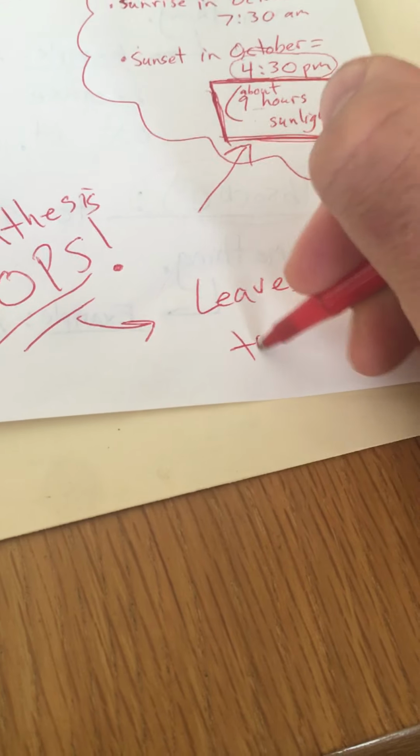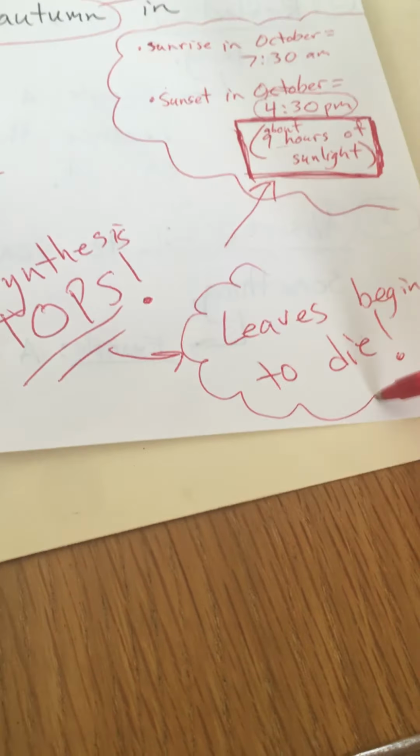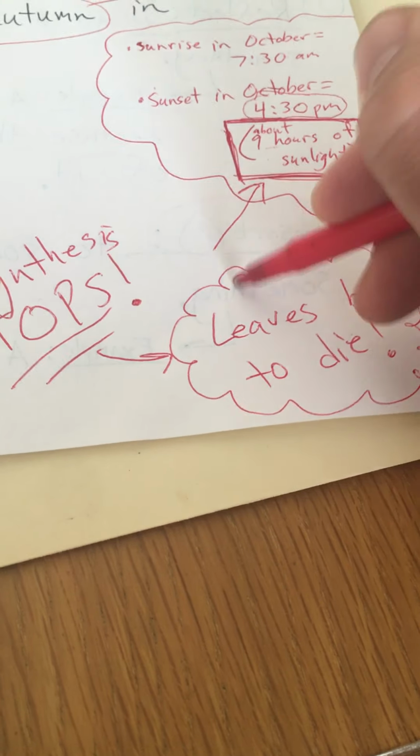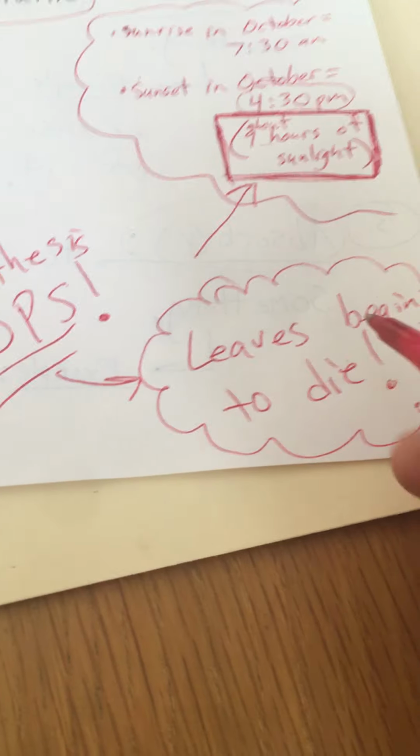So the leaves begin to die. So that looks beautiful to us. People come from all around the world to come to New England to look at the beautiful leaves changing color in the fall. What's really happening, guys, is those plants are dying.